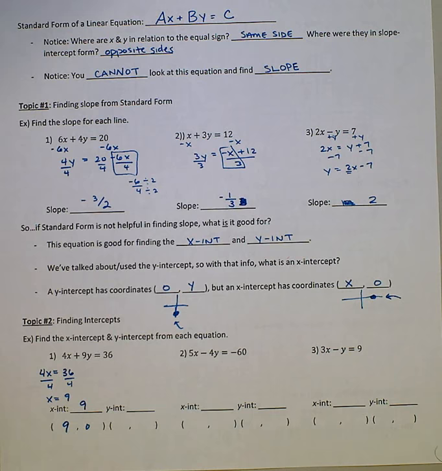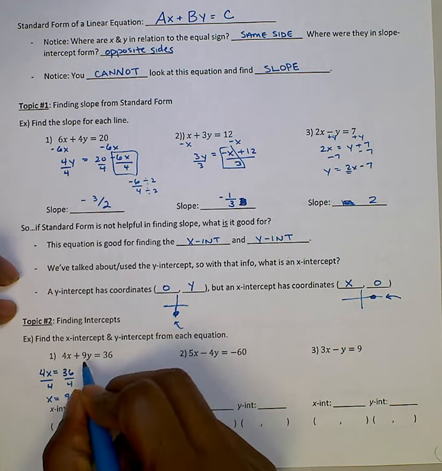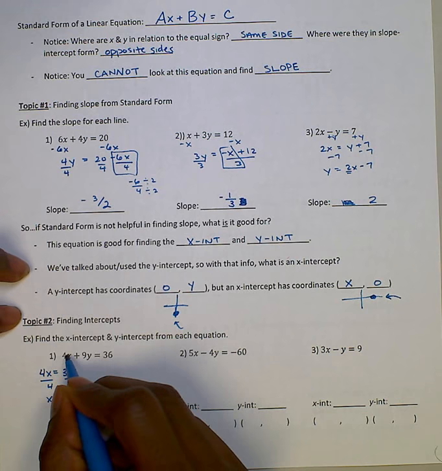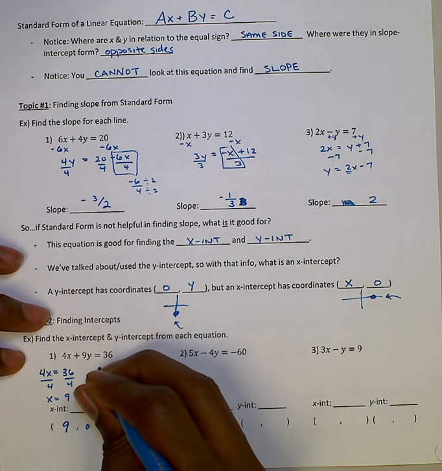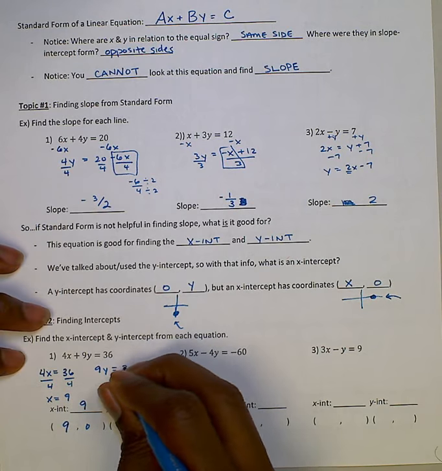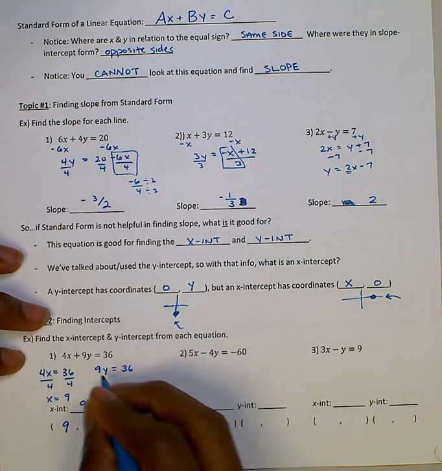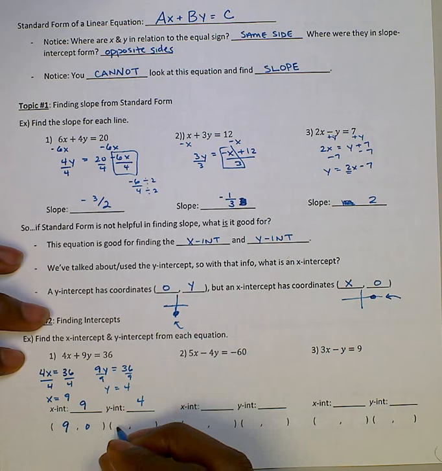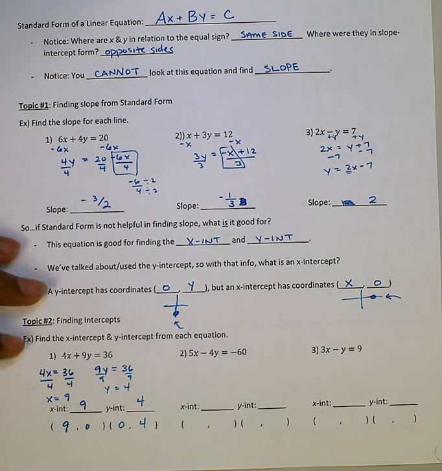And I can do the same thing with the y-intercept, because I know that x will be 0 when we have a y-intercept, so I plug 0 in. 4 times 0 is 0, goes away. And I have 9y equals 36. Divide by 9, y will be 4. And so that intercept will be at 0, 4.